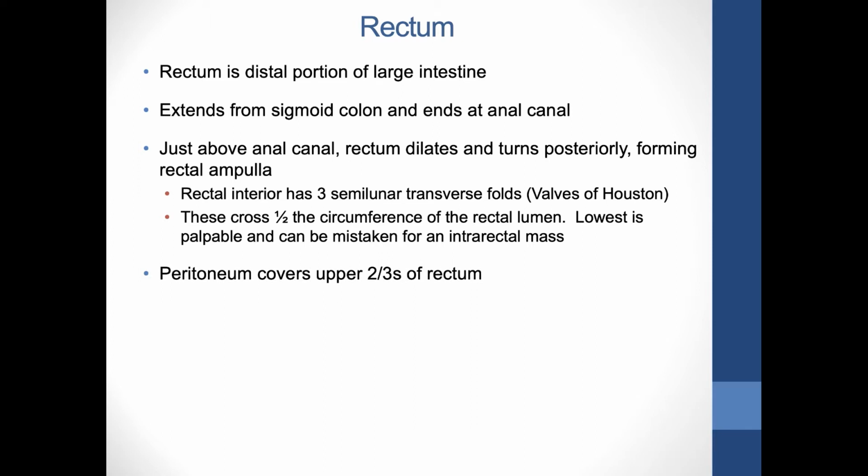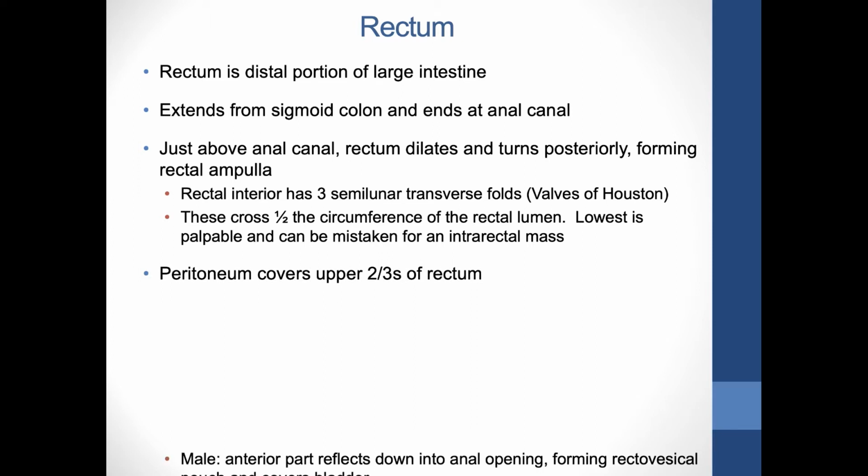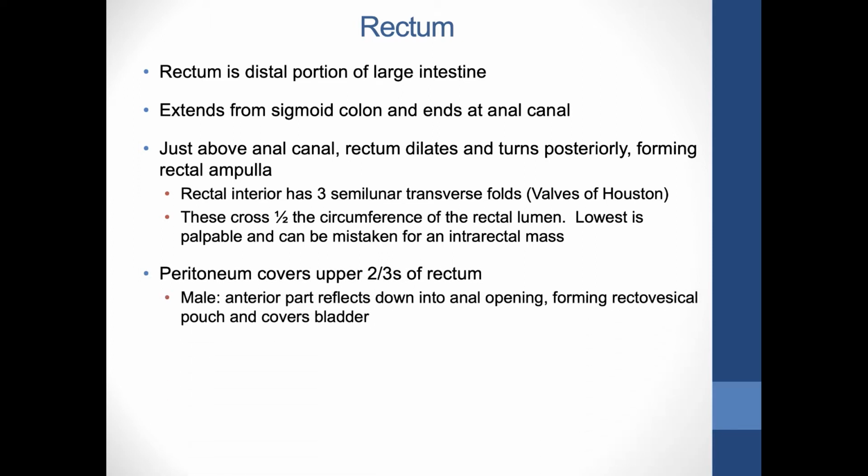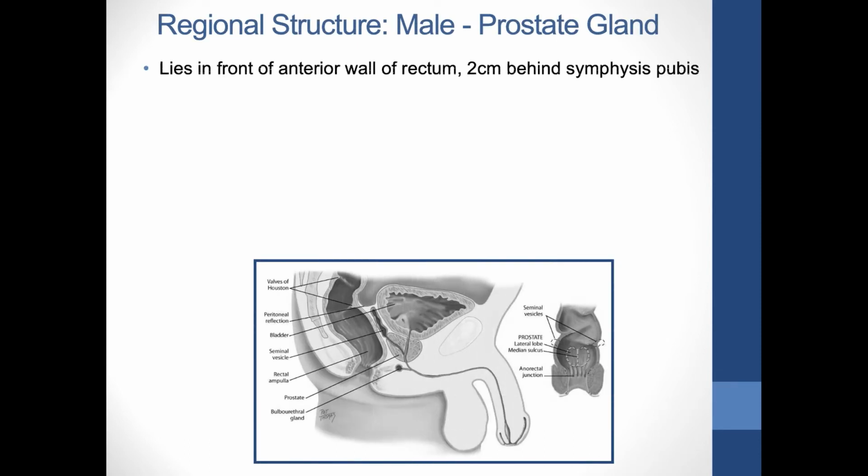The peritoneum covers the upper two-thirds of the rectum. In males, the anterior part reflects down, forming the rectovesical pouch, which covers the bladder. In females, it's called the rectouterine pouch. And here you can see those valves of Houston here and here.